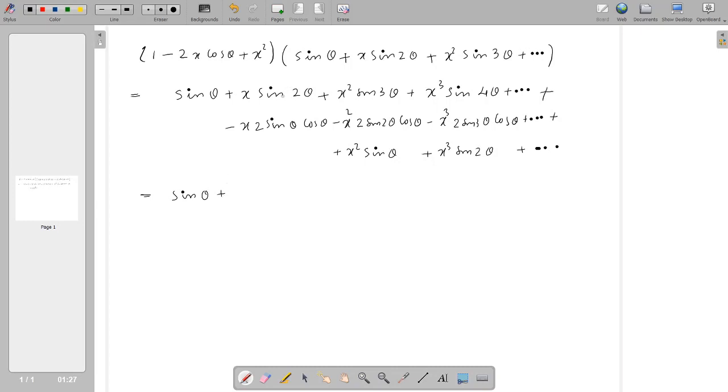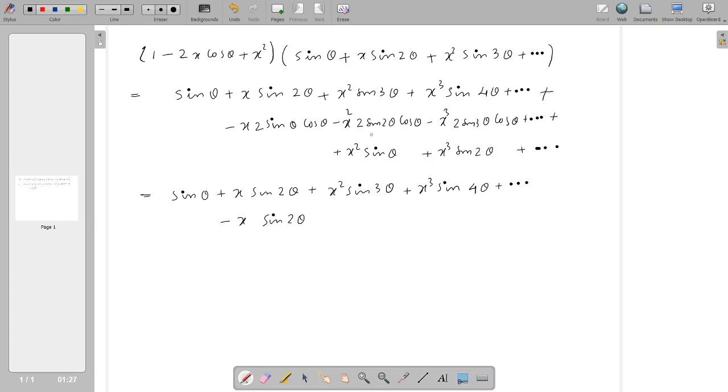The second term: I'll write the first line as it is, x sine 2 theta plus x square sine 3 theta plus x cube sine 4 theta plus etc. What is the first term of the second line? That will be 2 sine theta cos theta, which can be written as minus x times sine 2 theta.